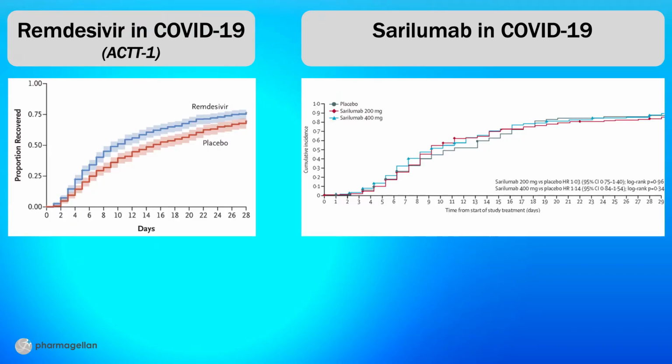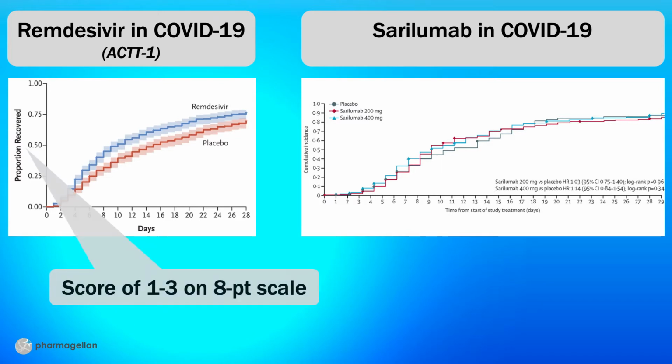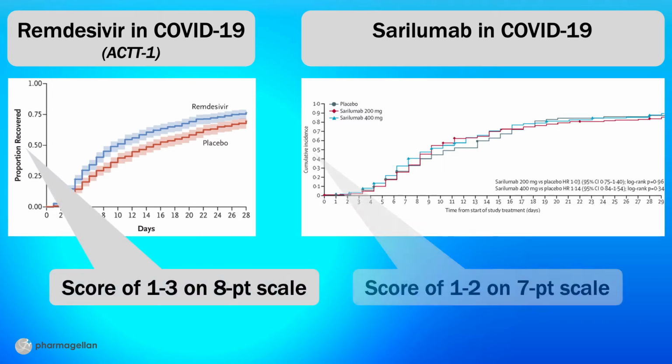This issue came up in some studies of COVID-19 drugs for hospitalized patients. The successful phase 3 ACTT1 study of remdesivir and a failed phase 3 study of sarilumab both used recovery as their endpoints. But one defined recovery as 1 to 3 on an 8-point scale, while the other scored it as 1 to 2 on a 7-point scale. This kind of thing can happen, especially in areas that are relatively new for drug development, including many rare diseases, and it makes it really hard to interpret the results.